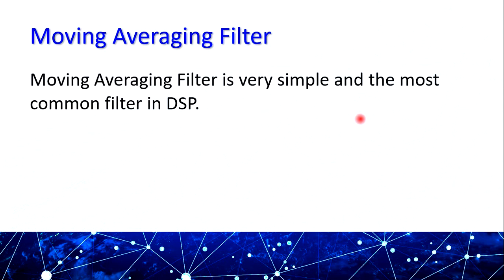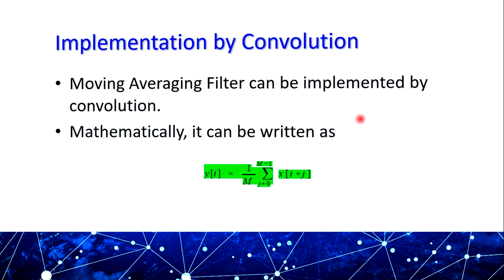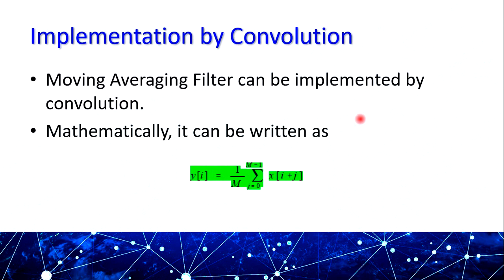Moving averaging filter is a very simple and the most common filter in DSP. It is very easy to design. Now, how is it implemented by convolution? Moving averaging filter can be implemented by convolution, and its mathematical formula is this one.